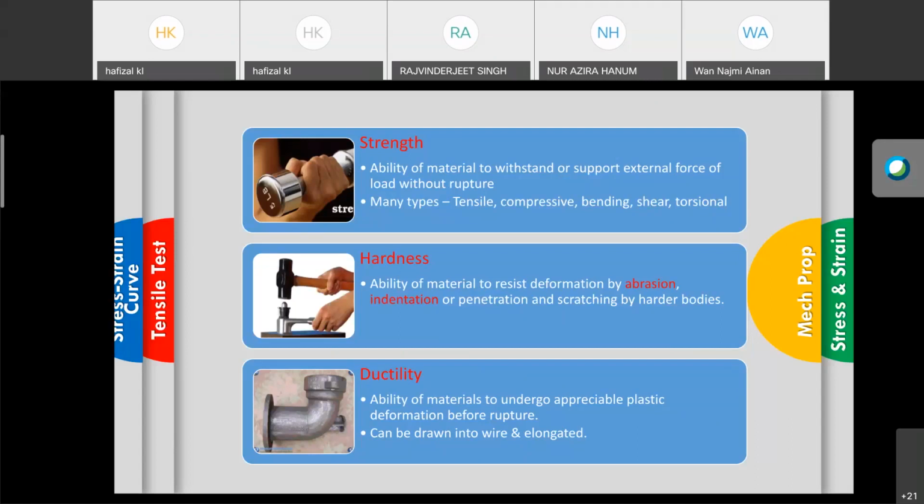In plastic deformation, when we take off the load, the deformation is permanent. So the spring cannot spring back to its original position. Something happened to the metal. So ductility is whereby the material undergoes plastic deformation before rupture. It can be drawn into wire, and also relates to elongation.